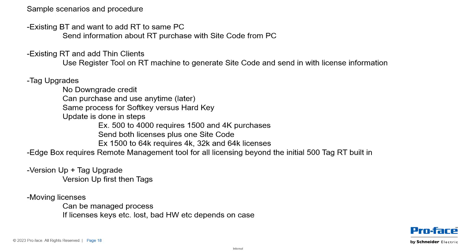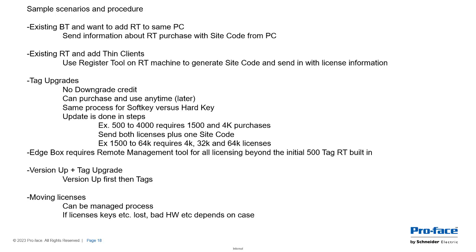Just a couple of example scenarios. If we have an existing build time and want to add a runtime to the same PC, we just send in the information about the runtime purchase with the site code from the PC, and then they'll send back the combined license in the site key. And let's say I have an existing runtime and I want to add thin clients to it. We use the registered tool on the runtime machine to generate the site code and send that in with the license information.